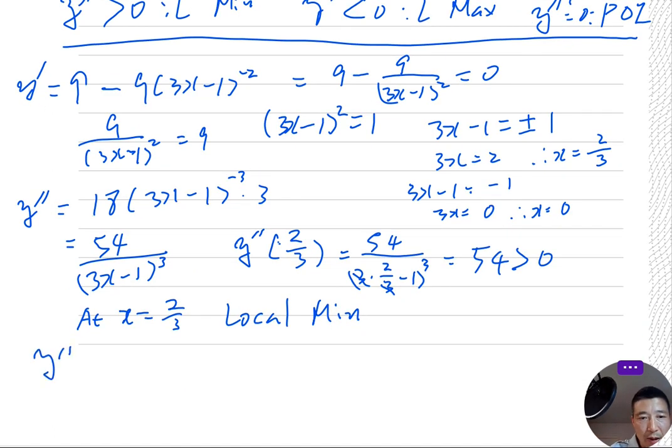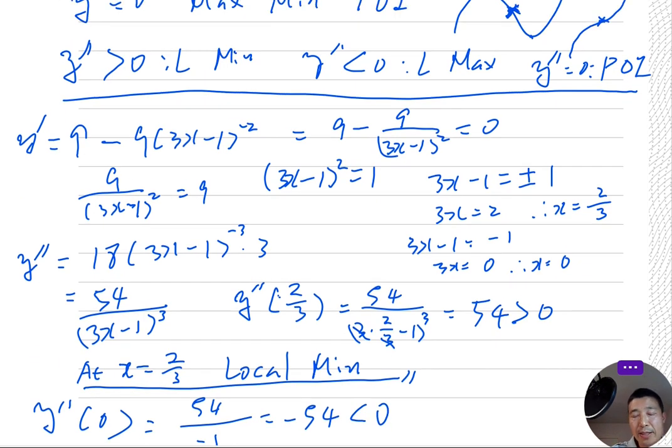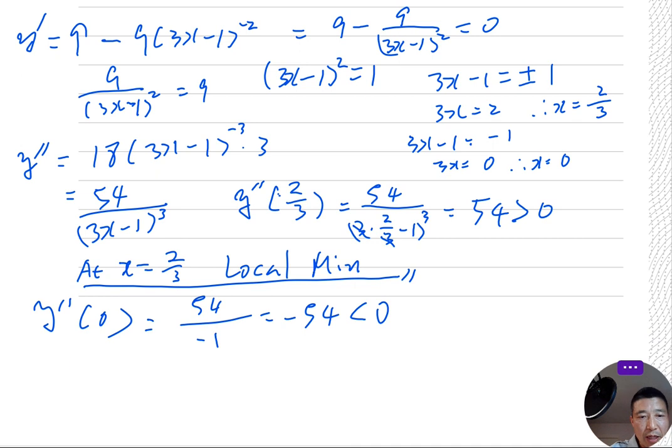Now let's check when x is 0. When I plug 0 into that, what do I get? 54 over minus 1 cubed, which is minus 1, so it comes out as negative 54, which is negative. And hence that is a local max. So you have to say at x equals 0, that is a local maximum.